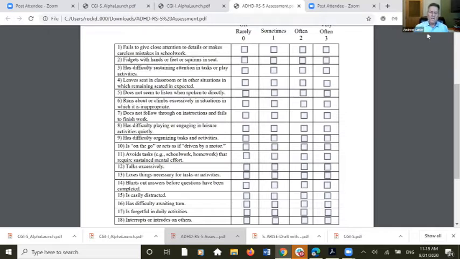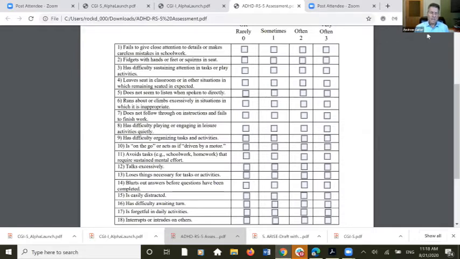Number 4 is leaving seat in classroom or other situations in which seating is expected. Now, this is not how much they move around when they are seated. This is actually getting up out of the chair or having trouble staying seated. This can not only include classroom, but also mealtime or other situations, the family getting together and maybe playing a game, situations like that, or church or synagogue or something like that.